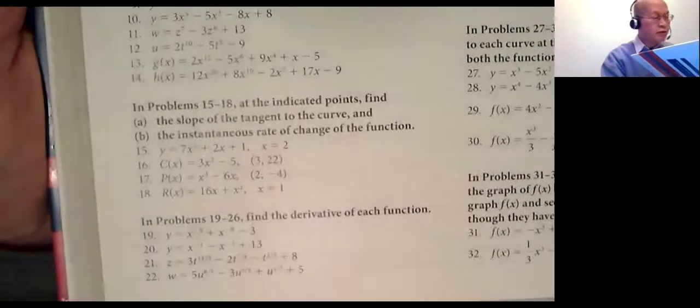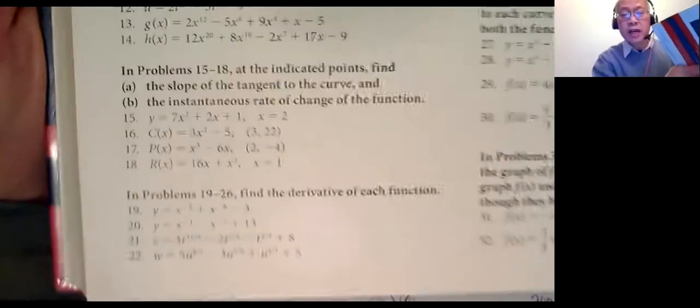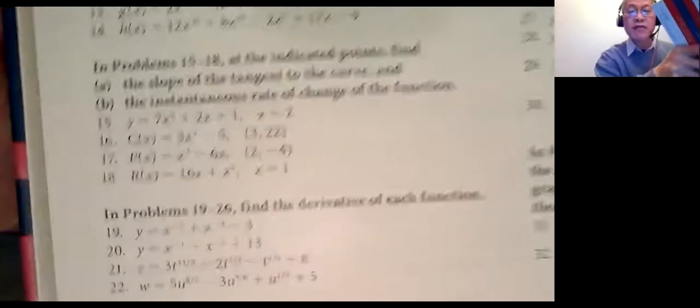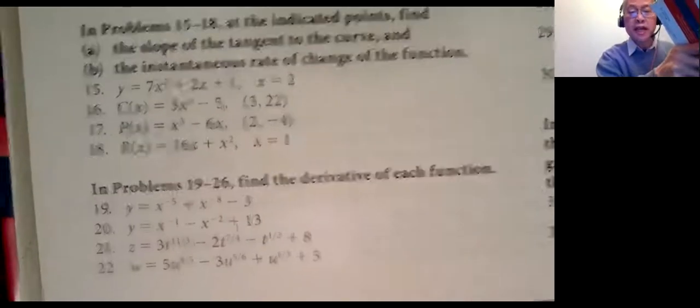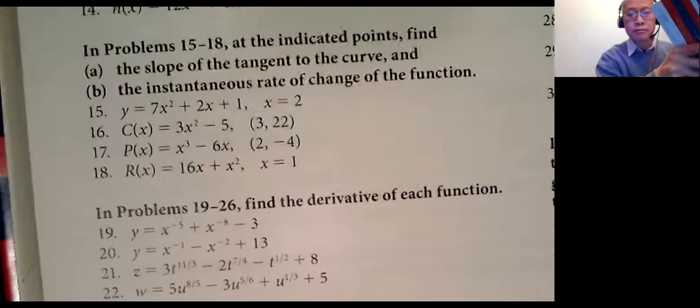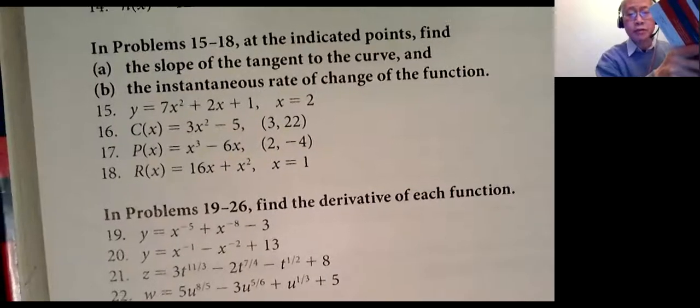All right, so moving on, find the derivative. Now I noticed for 19, 20, 21, a lot of these problems already start off with a negative exponent. That means I can leave the answer with a negative exponent. I also see some weird fractions. So we'll take a look at that.